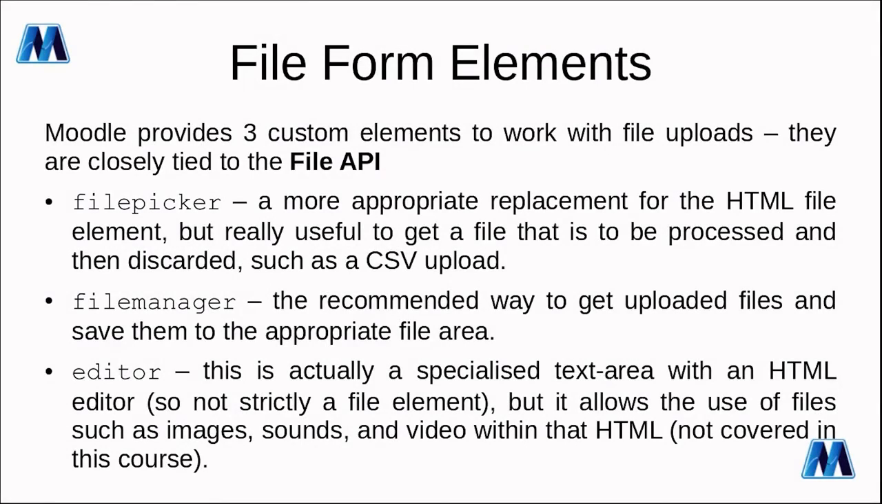So let's look at file form elements. Moodle provides three custom elements to work with file uploads, and they are very closely tied to the file API, which we'll discuss a little bit later in this lesson. We've got the file picker, which is quite an appropriate replacement for the HTML file element. It's really useful to just get a file that you want to process and then discard, like a CSV upload. We've got the file manager, which is the one that we've used in our code, which is the recommended way to get uploaded files and to save them to appropriate file areas. So this is to actually save the files.